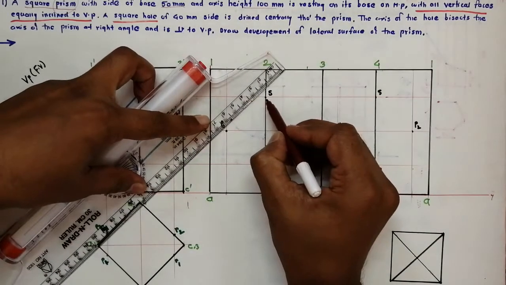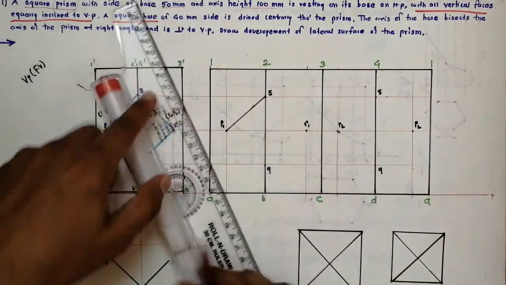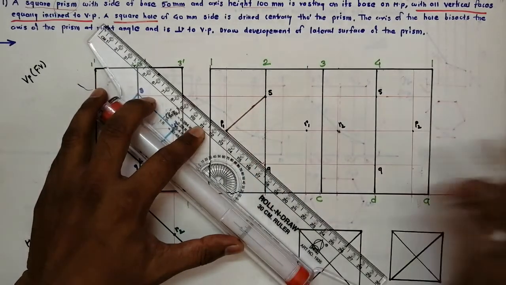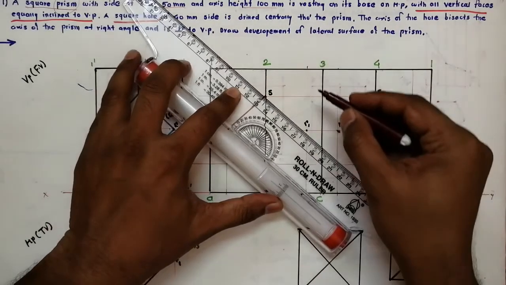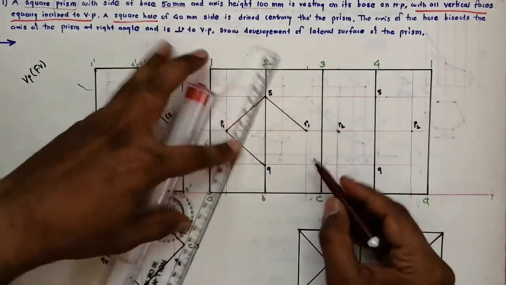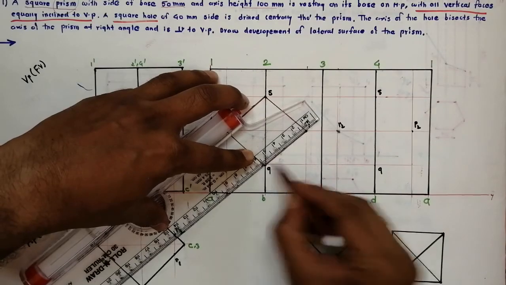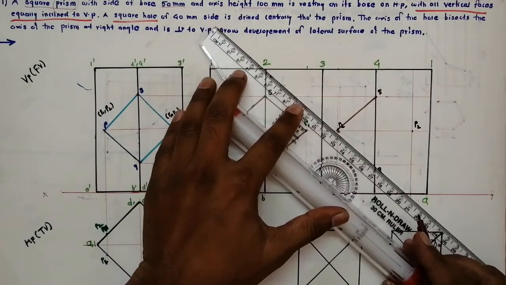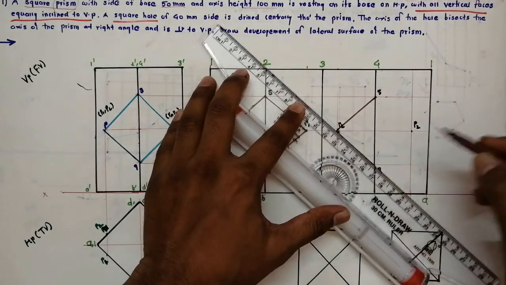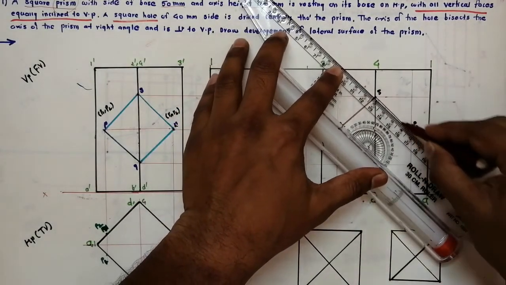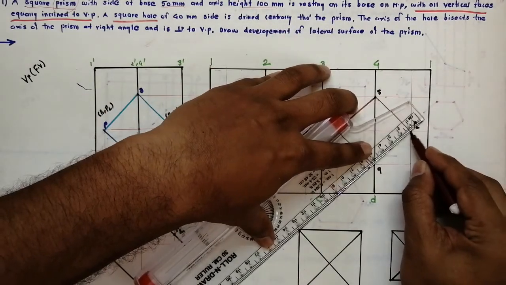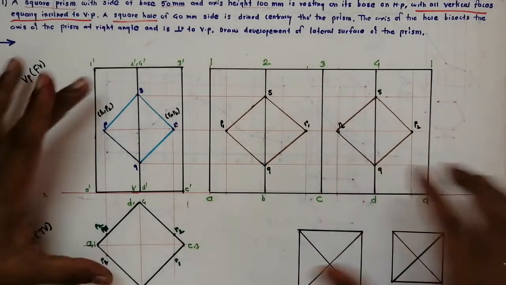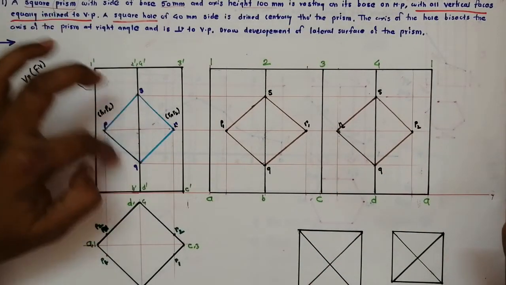Okay, so join these points now here like this. Like this. Okay, so this is the development for this square prism with this square hole.